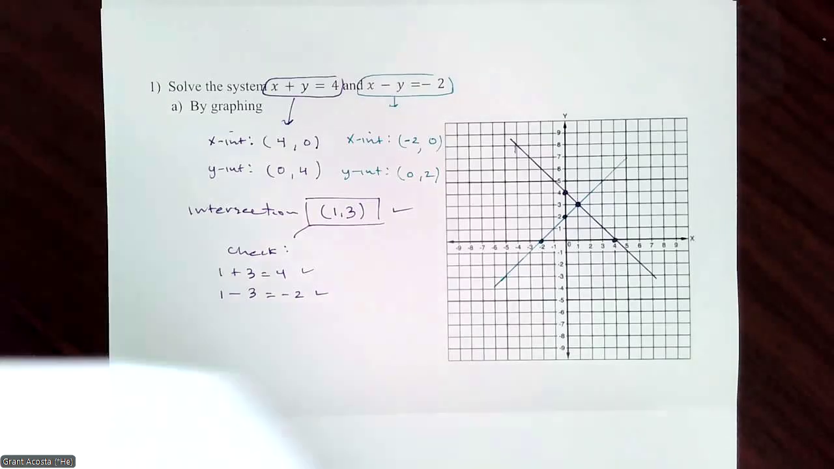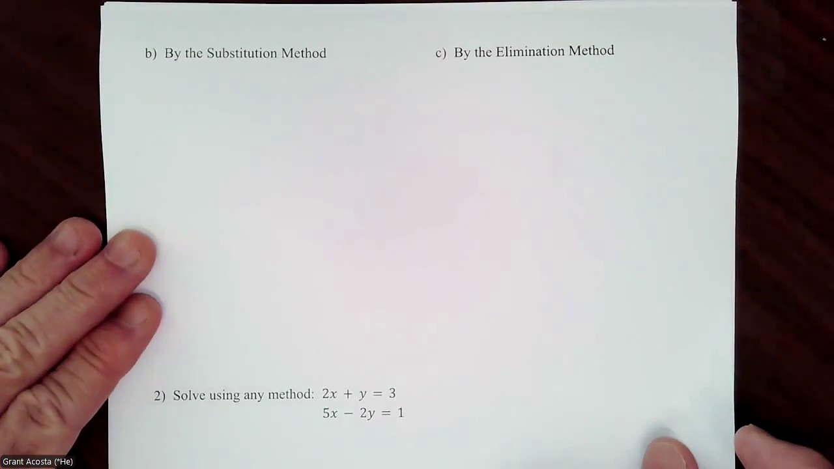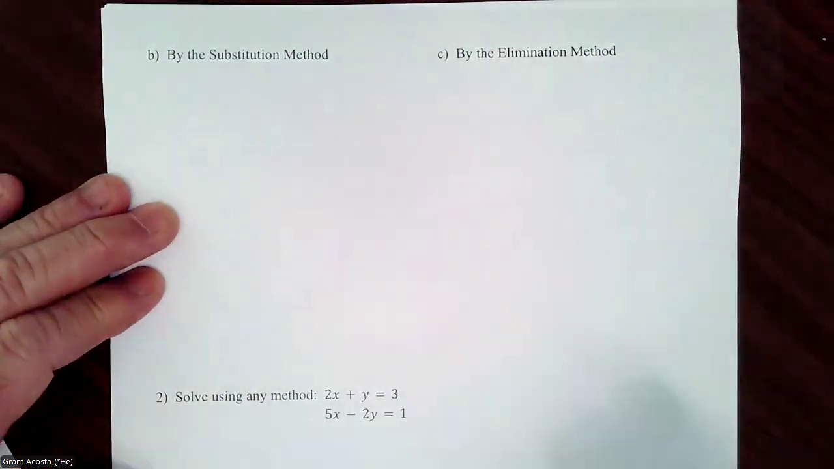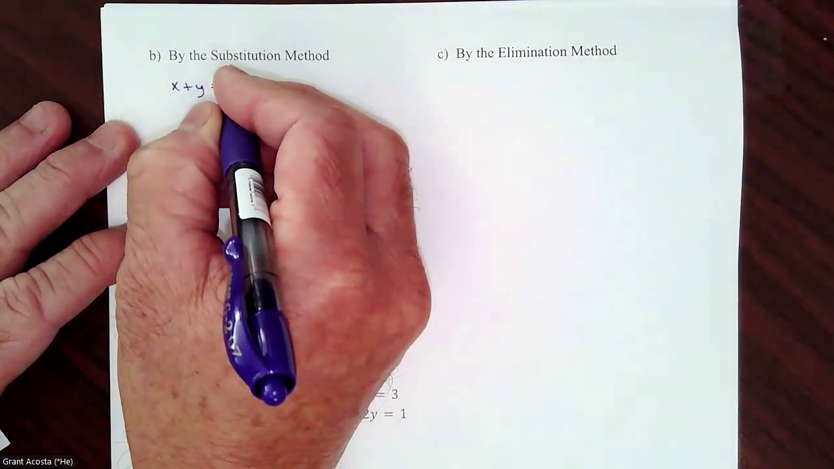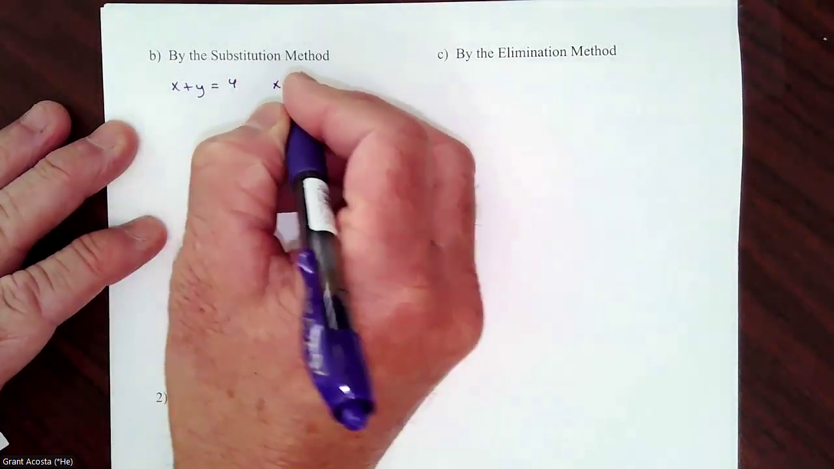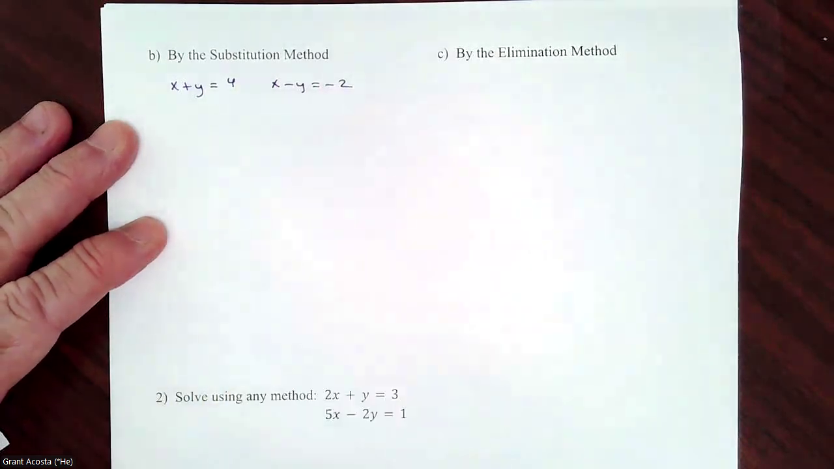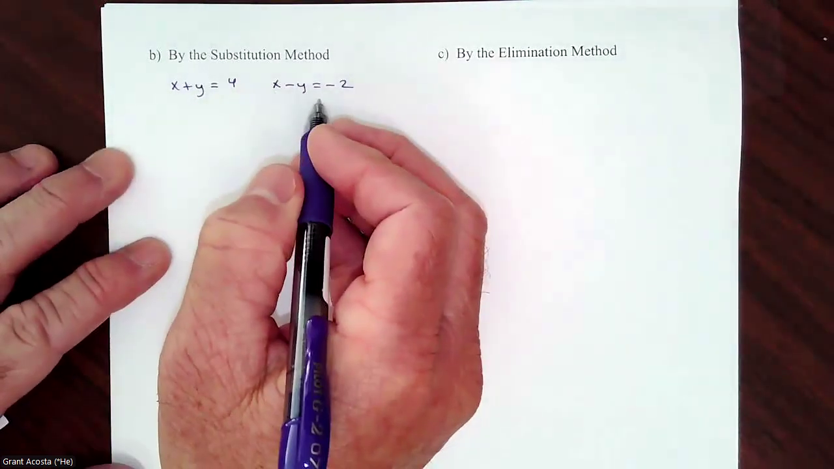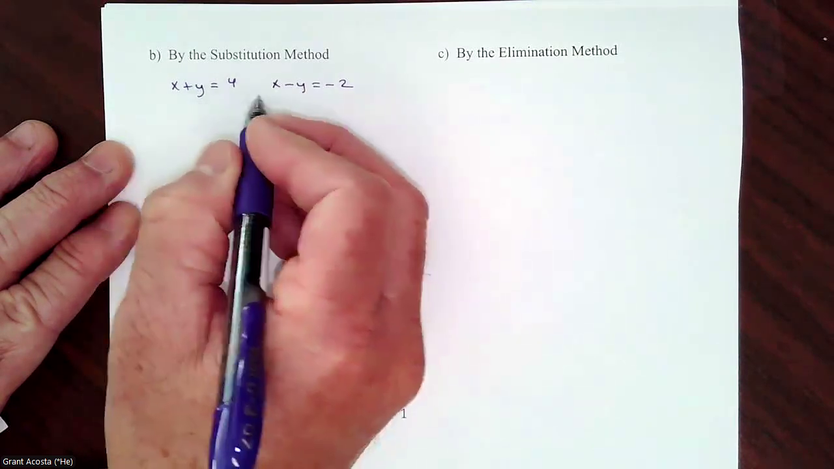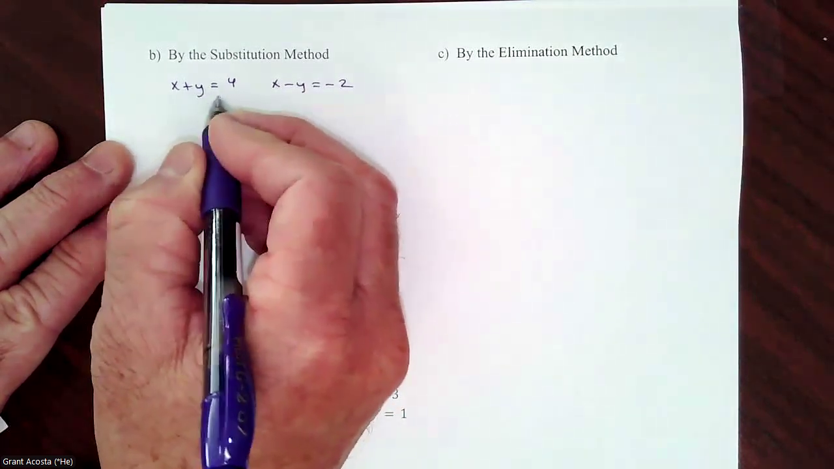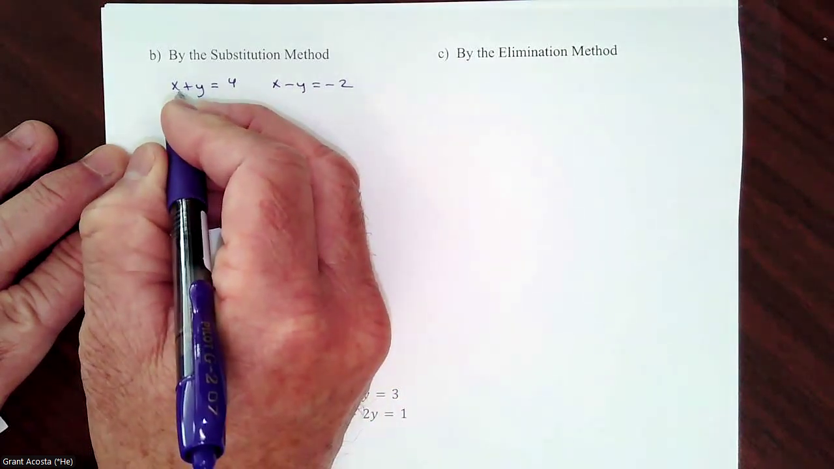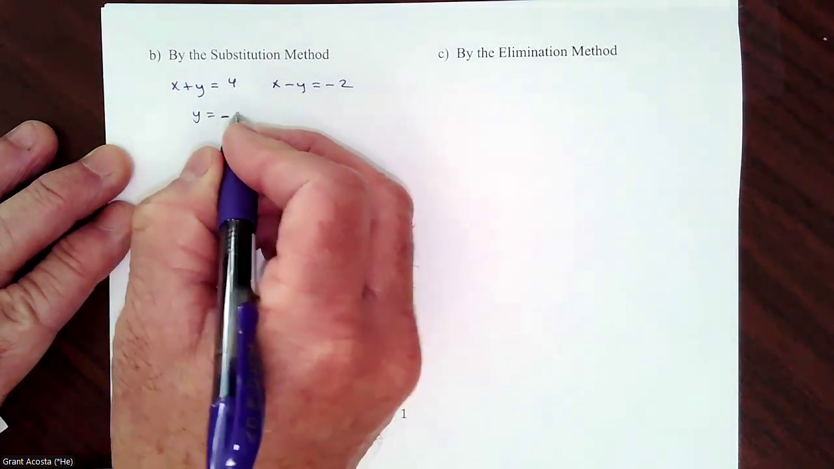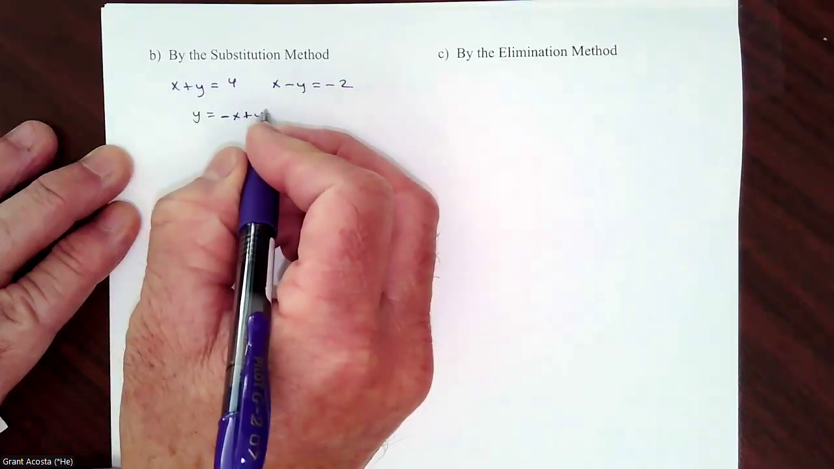Okay. Now, another way we could solve this, so we have the graph set, we'll use the same two equations, is by the substitution method. So let me rewrite my two equations. x plus y equals 4 and x minus y equals -2. So if I didn't want to graph this, what I could do is take one of the equations and solve it for x or y. It doesn't really matter. I think I'm going to solve this one for y. I'm going to subtract the x over, so it's going to be y equals -x plus 4.